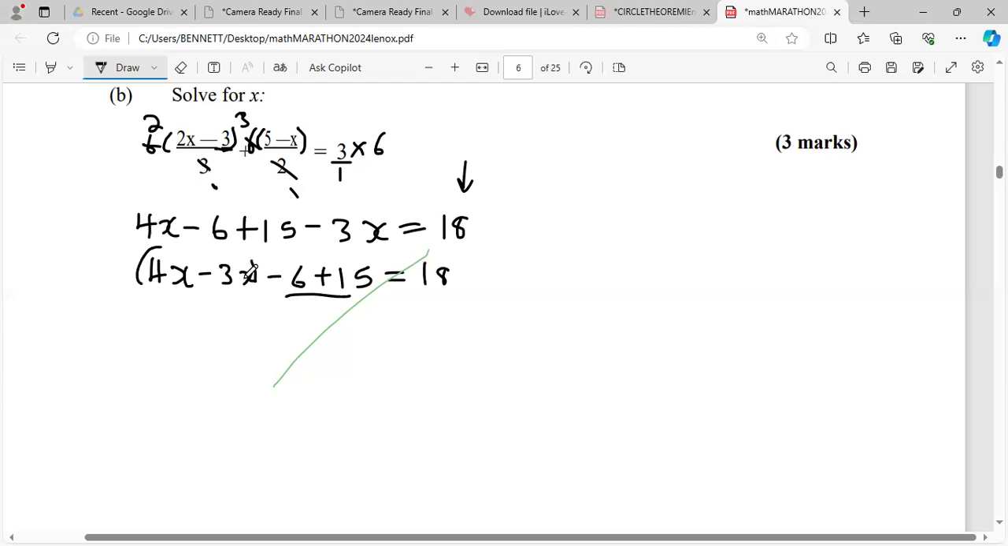So 4x minus 3x, that would give us x. Negative 6 plus 15, that's positive 9. And this equals 18. Already, we can start to see the answer, right? What plus 9 gives you 18? But to show working, we just take the inverse, which is minus 9 from both sides. Because remember the objective, you want to get x by itself. So x is equal to 9.